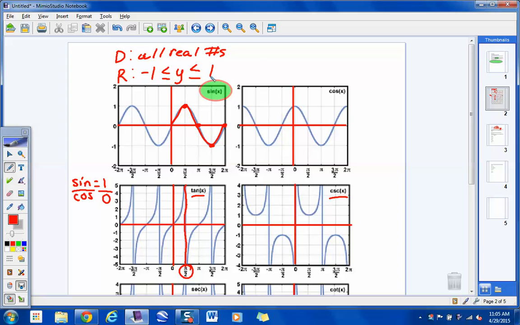Cosine, domain. Tell me what the domain is. All real numbers. It stretches from left to right. It's going to continue to go left, and it's going to continue to go right. So the domain is going to be all real numbers.